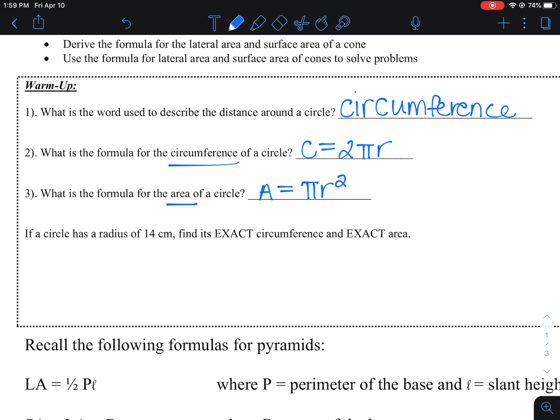This says, if a circle has a radius of 14 centimeters, find the exact circumference and the exact area. So remember that word exact just means that you're not going to type pi into the calculator. You're going to type everything else in the calculator and then just attach the pi to your answer, right? That keeps it exact and it keeps us from having a rounded answer.